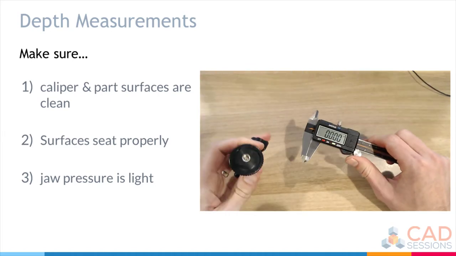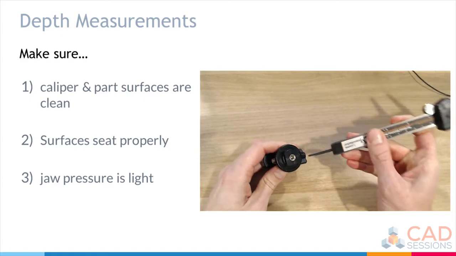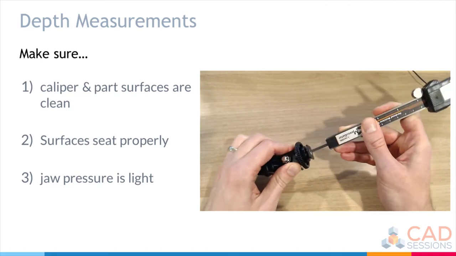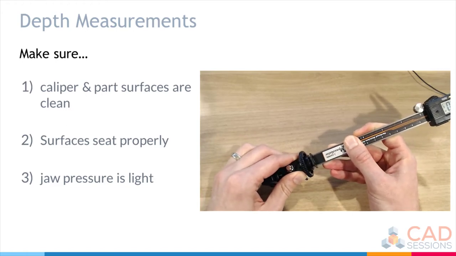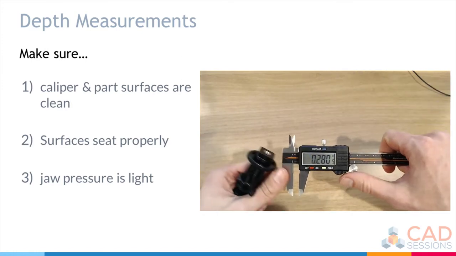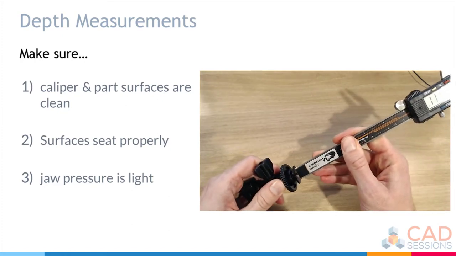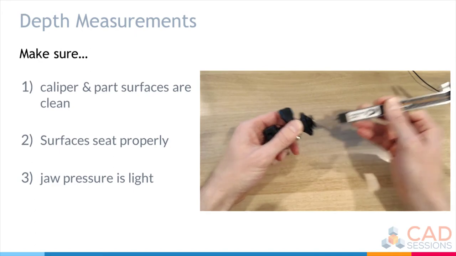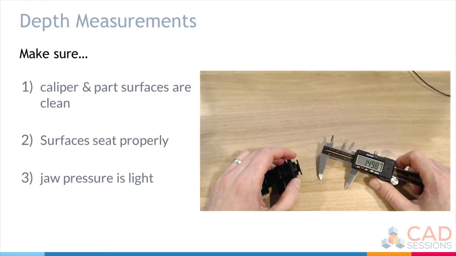Okay, so for this screw, we just open the caliper, put this in, and then we come down and seat it. Make sure it's seated. 0.280. Do it again. Okay.